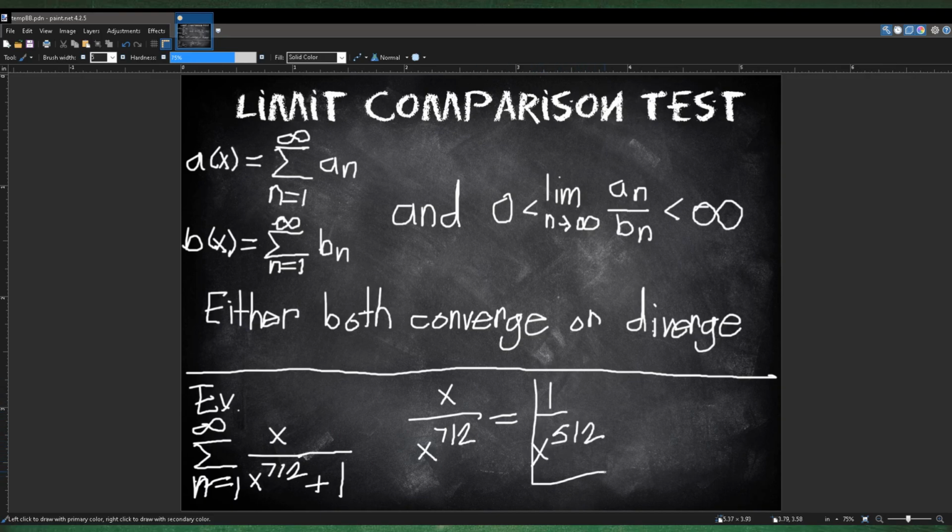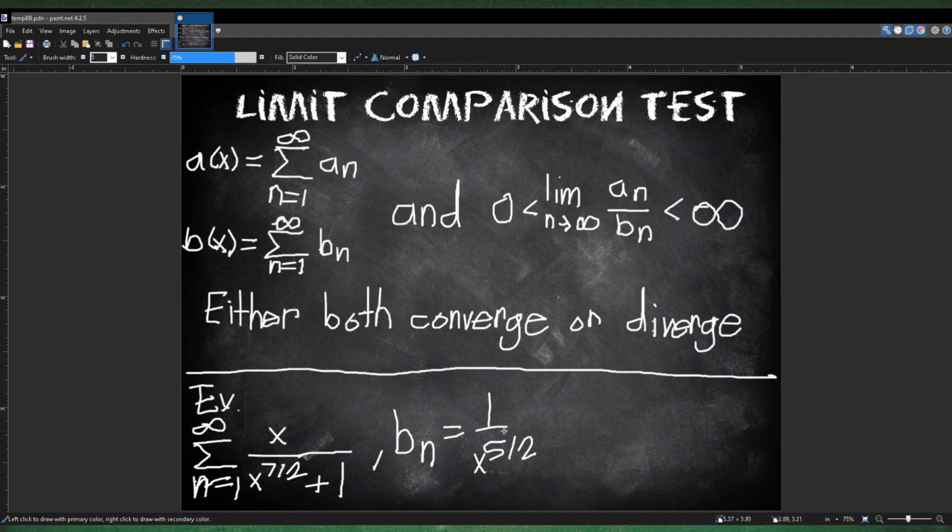Okay, so this is going to become our b of n, right? So that's going to become our second equation. And this is becoming our first equation. This is our a of n. So let's substitute it into this inequality. Right, so delete this, and I'll rewrite b of n. So our b of n is equal to 1 over x to the power of 5 over 2.